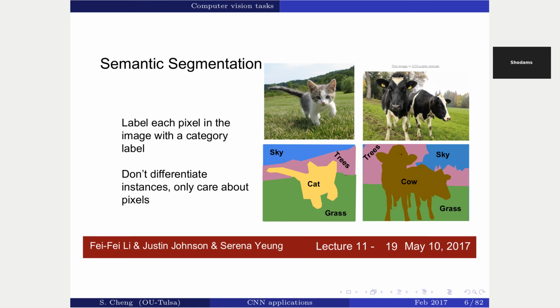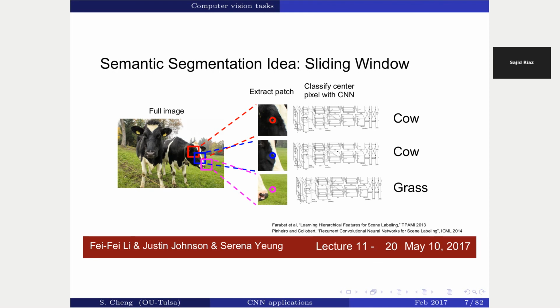The problem is, if you think about it, it's not that difficult, because it's really a classification problem at the pixel level, right? For each pixel, I look at the neighborhood and do a classification to determine whether that pixel belongs to a tree or to a cat, and so on and so forth. So we can totally build a neural network for that, right?